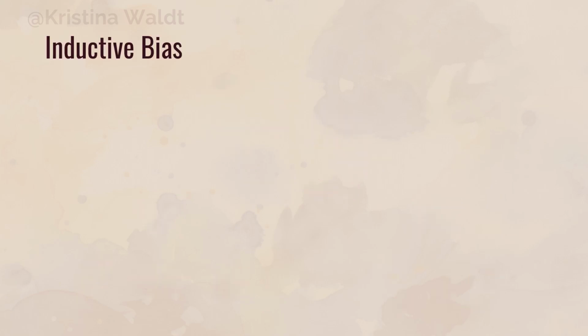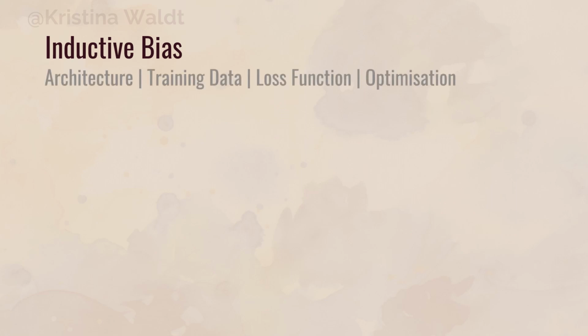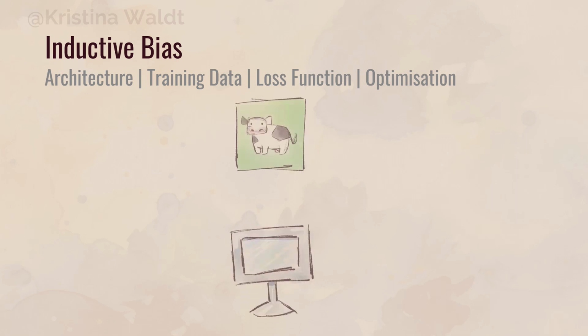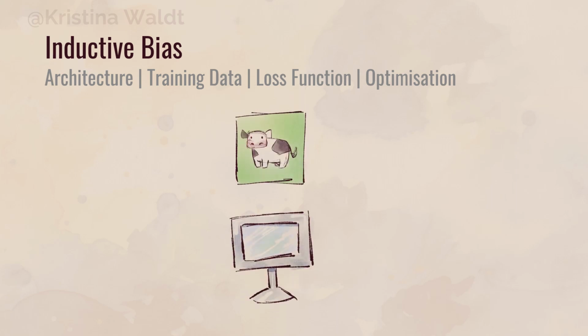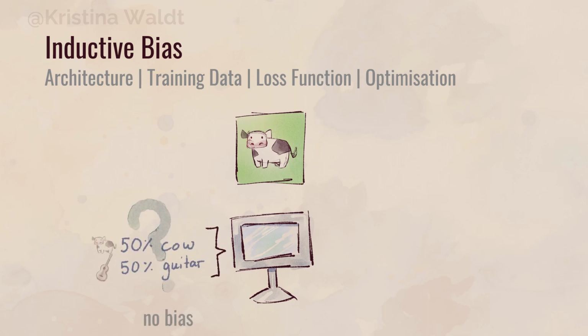Similar to how our world experience is shaped by nature and nurture, a model is defined by its architecture, training data, loss function, and optimization. All of this combines to the inductive bias, also called learning bias. Without this bias, our model couldn't make any decisions.